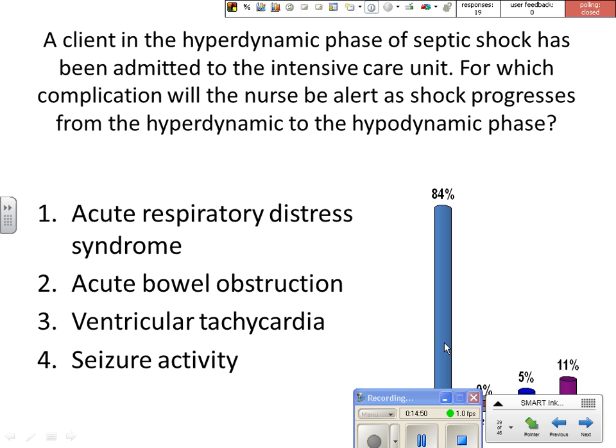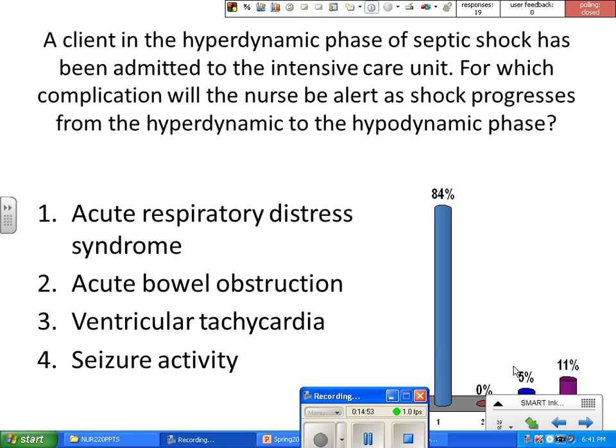So 84% picked ARDS. Why did 84% of you pick ARDS? That's the number one effect. When you're in the hypodynamic phase, what's happening to your capillaries? They're leaking. And remember way back when we talked in respiratory, one of the reasons that you get ARDS is because of a systemic inflammatory response where the capillary alveolar membrane becomes permeable and fluid leaks in. So remember the SIRS, septic shock, ARDS: one of the most common complications of septic shock is going to be ARDS.